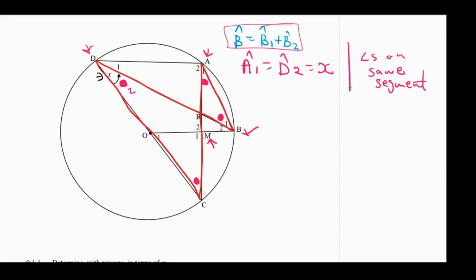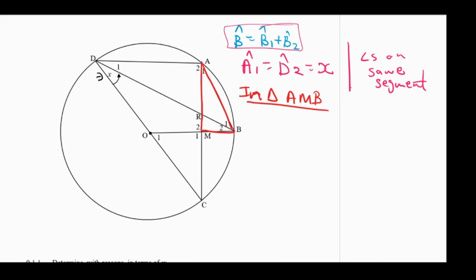Now that we found A1, we're going to use the triangle. Let me erase everything now. I'm going to use the triangle that I'm just going to shade now, which is this one here. We're going to use this triangle to find B. So you're going to say, in triangle AMB, we know that A1 is equal to X. What is angle M? It's actually equal to 90 degrees.